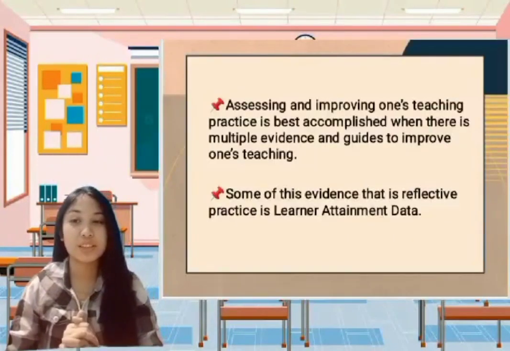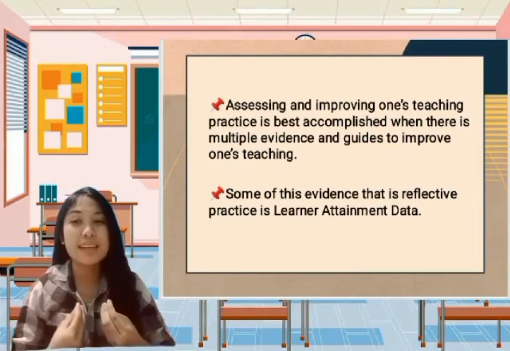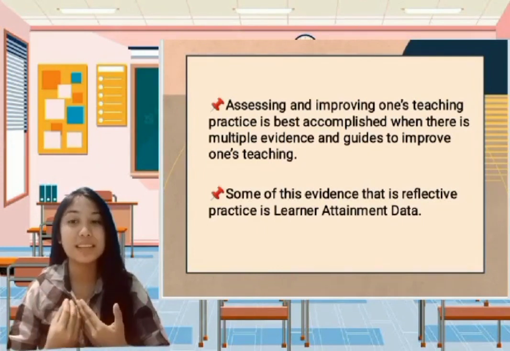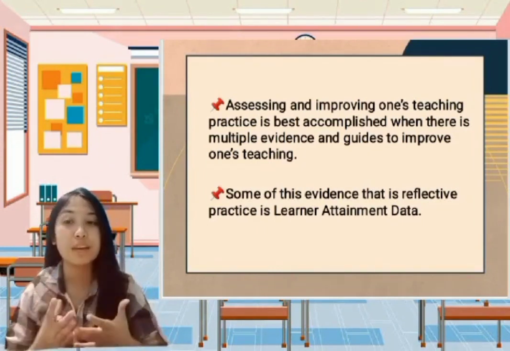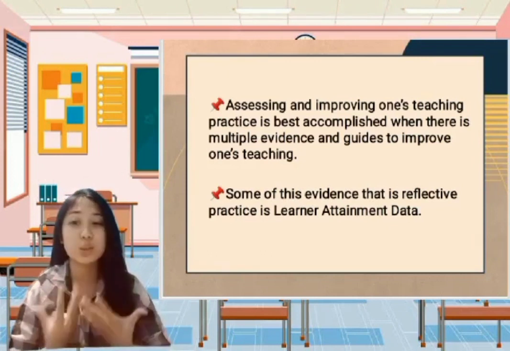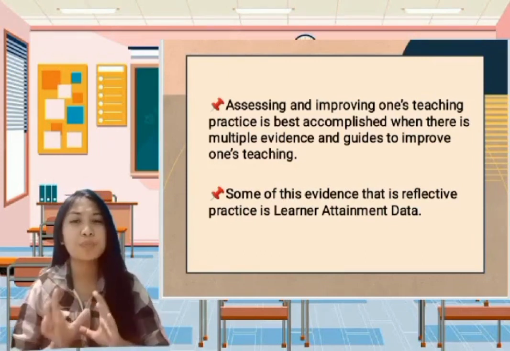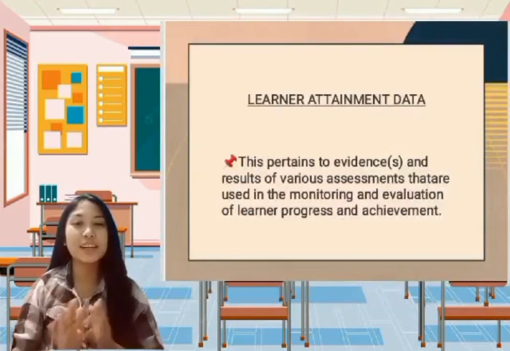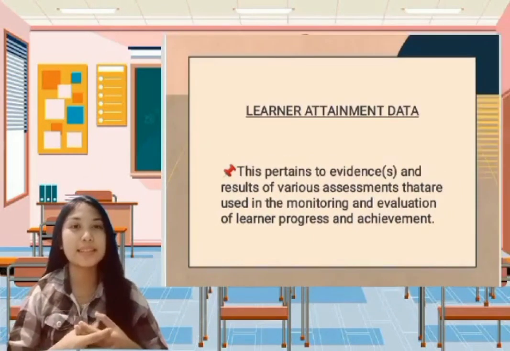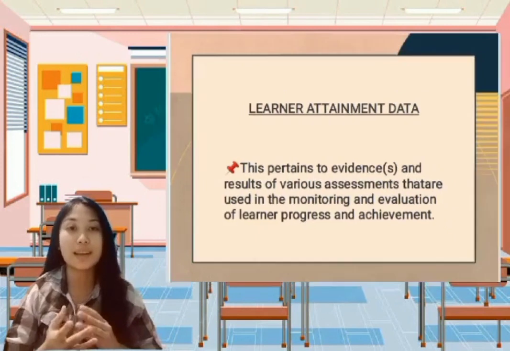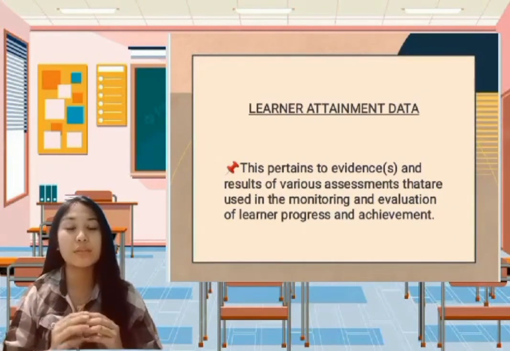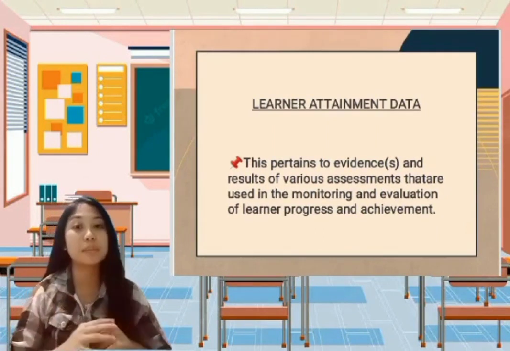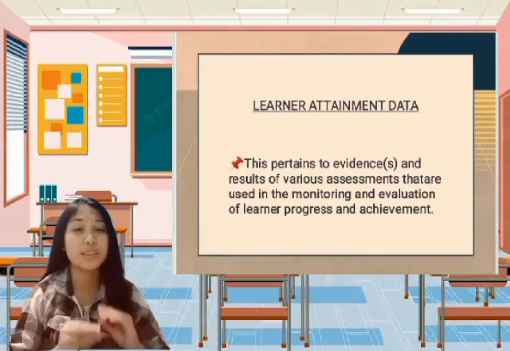So, as a future educator, we should be able to know how to enhance and improve our teaching towards our students. Of course, by improving that, we should have evidence to let us be aware if our students have learned something from us. One of the pieces of evidence in reflective practice is the learner attainment data. Learner attainment data pertains to evidence and results of various assessments that are used in monitoring and evaluating learners' progress and achievement. There are a lot of learner attainment data, and one of them is our test score.